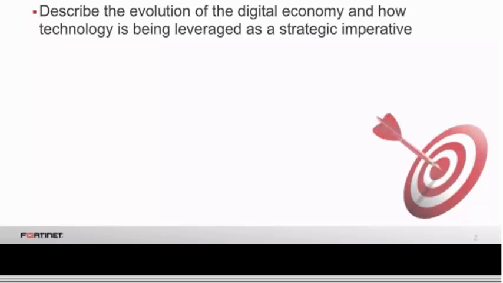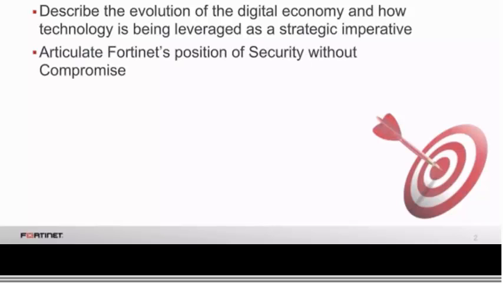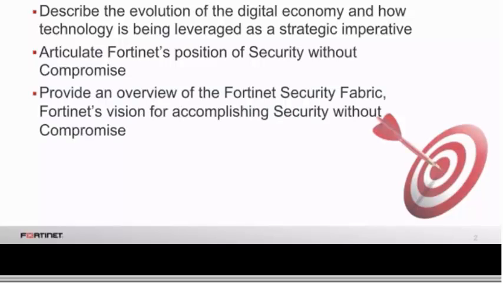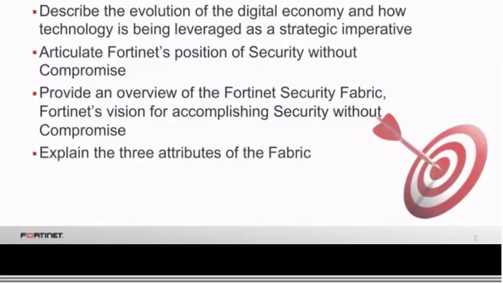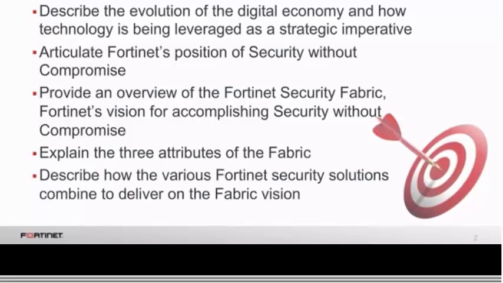After completing this lesson, you should be able to describe the evolution of the digital economy and how technology is being leveraged as a strategic imperative, articulate Fortinet's position of security without compromise, provide an overview of the Fortinet Security Fabric, Fortinet's vision for accomplishing security without compromise, explain the three attributes of the fabric, and describe how the various Fortinet security solutions combine to deliver on the fabric vision.